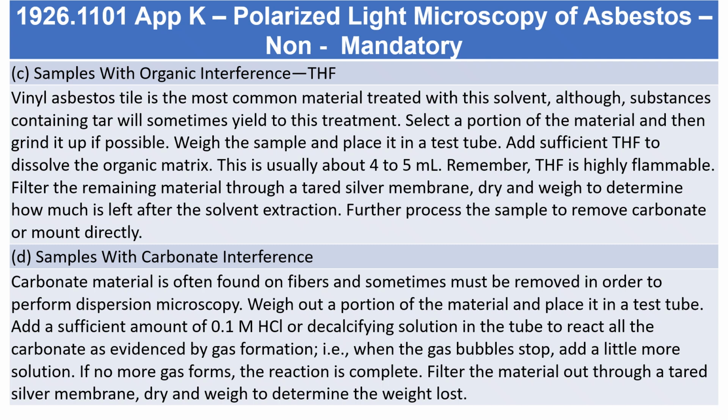D. Samples with carbonate interference. Carbonate material is often found on fibers and sometimes must be removed in order to perform dispersion microscopy. Weigh out a portion of the material and place it in a test tube. Add a sufficient amount of 0.1 M HCl or decalcifying solution in the tube to react all the carbonate as evidenced by gas formation, i.e., when the gas bubbles stop, add a little more solution. If no more gas forms, the reaction is complete. Filter the material out through a tiered silver membrane, dry and weigh to determine the weight lost.